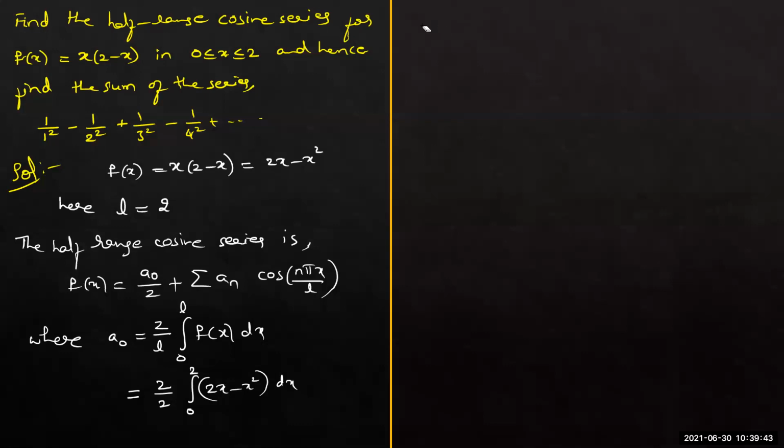Then it is equal to, 2 by 2 is 1 anyway. For the remaining things, if I integrate them, the integration of 2x is x square, minus the integration of x square, which is x cube by 3, with the limits from 0 to 2. So if you substitute the limits, first for the upper limit x equal to 2, we get x square equal to 4, minus 2 cube by 3, that is 8 by 3. For the lower limit 0, both the terms become 0 anyway.